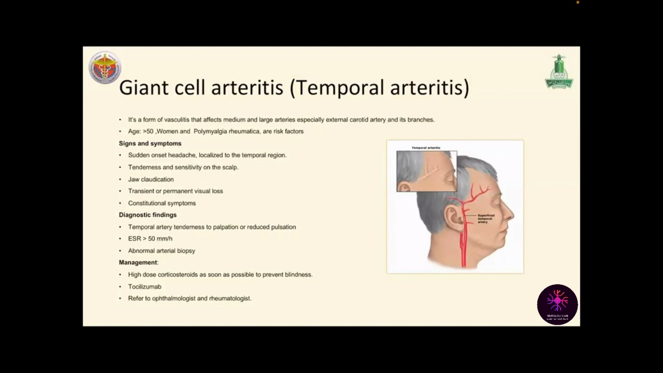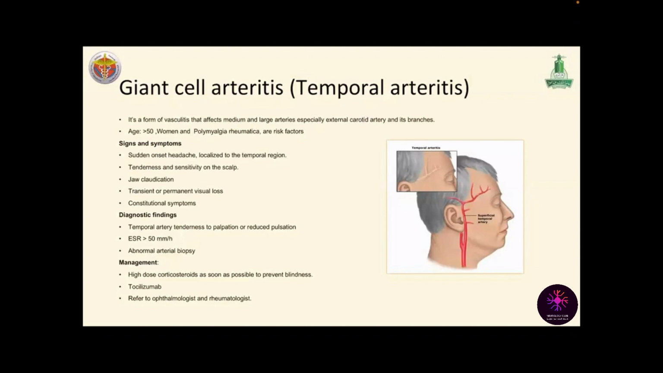For the risk factors, of course, here we have the age and the gender of being a woman, and polymyalgia rheumatica. Around 10 to 15% of patients with polymyalgia rheumatica will develop GCA at some point, and approximately half of the patients with GCA are linked to polymyalgia rheumatica.